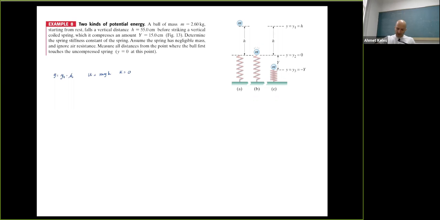Now let's look at y equal to 0. Here U is equal to 0, K is equal to 1/2 mv squared. But here E total is equal to mgh, should be conserved, and E total here should be the same, mgh. Then I can solve this for v squared equal to 2gh. Then v here is equal to the square root of 2gh. Okay? So this was 1, 2, and now 3, y is equal to minus y.